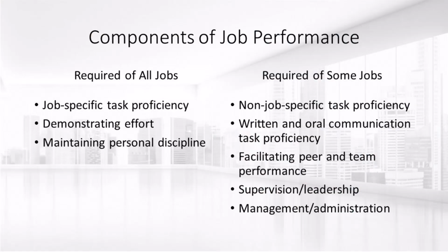In the early 1990s, Campbell and colleagues proposed a job performance model with 8 components, 3 of which are required for all jobs. First, job-specific task proficiency is like task performance. Second, demonstrating effort includes the consistency and frequency of effort and the willingness to keep working. And third, maintaining personal discipline is the extent to which an individual avoids negative behaviors like CWBs. Jobs vary with regards to the other 5 components.